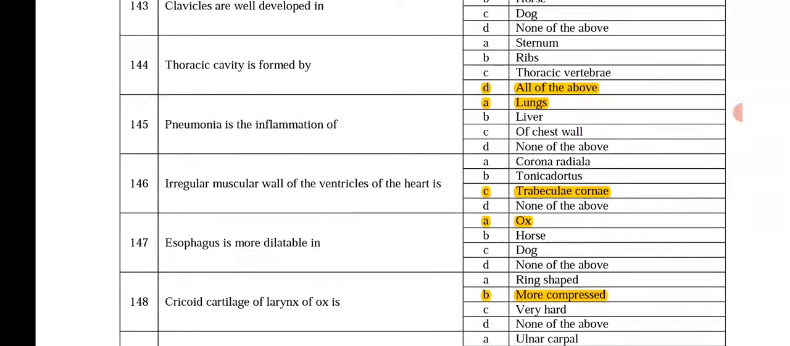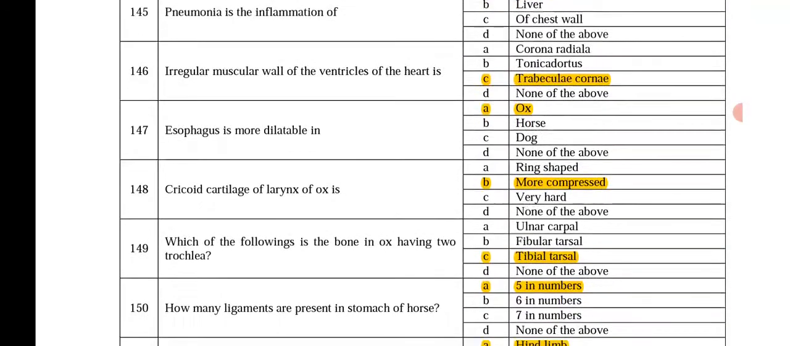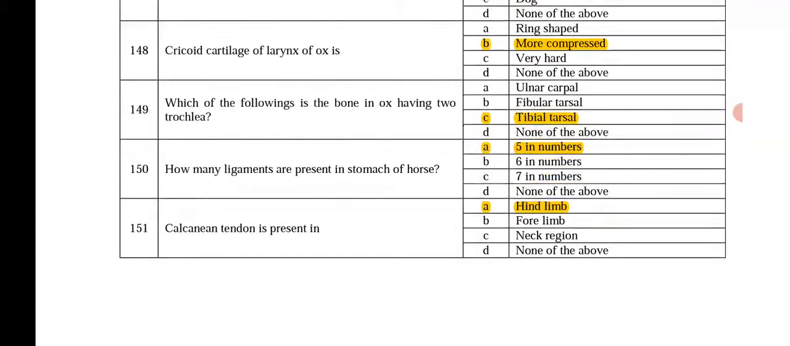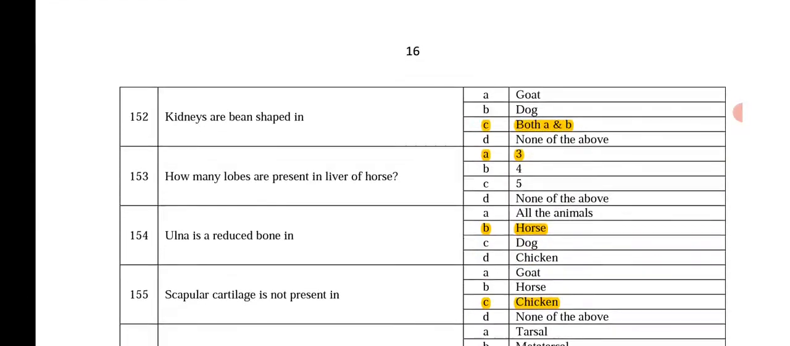Irregular muscular wall of ventricle of heart is called trabeculae carneae. Esophagus is more dilatable in ox. Cricoid cartilage of larynx of ox is more compressed. Which of the following is the bone in the ox having two trochlea? Tibial tuberosity. How many ligaments are present in stomach of horse? 5 in number. Calcanean tendon is present in hind limb. Kidneys are bean shaped in both A and B, goat and dog.